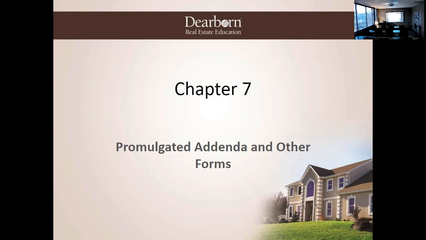in the contract process. Now, I do want to make certain that everybody understands this: when dealing with the promulgated addenda and other forms, it is imperative that you understand that the previous class that we talked about, what we went through and discussed, was basically the contract. In the contract, there are going to be a total of 6 contracts. However, like I said in the previous class, 2 of those contracts may not actually be used.